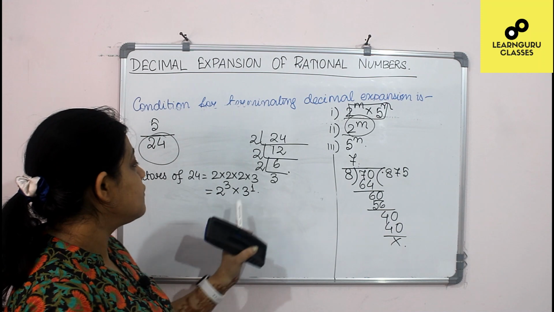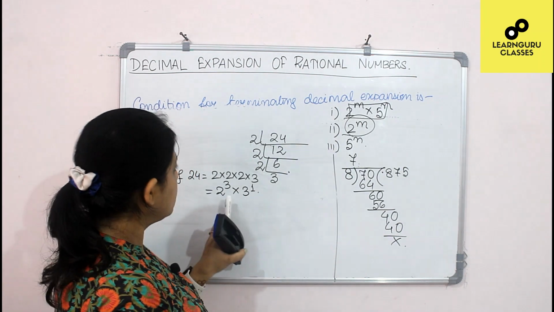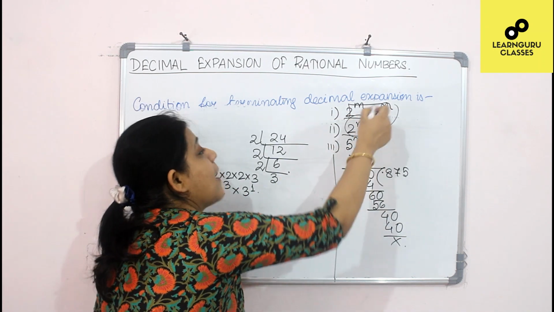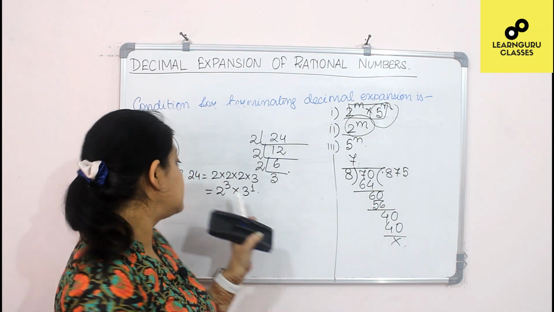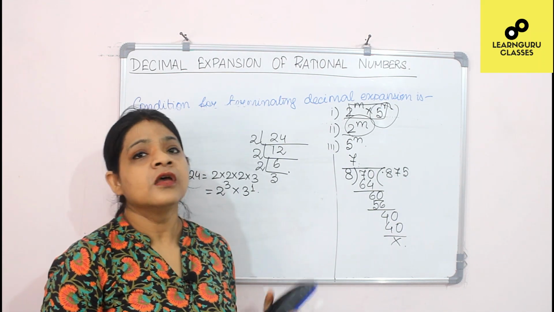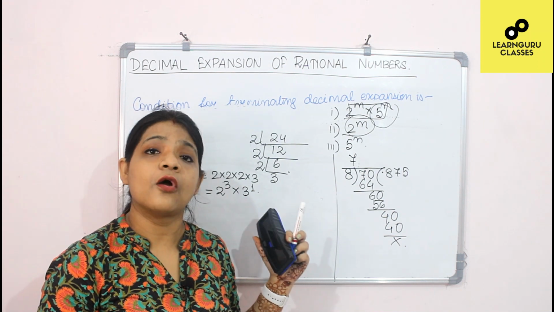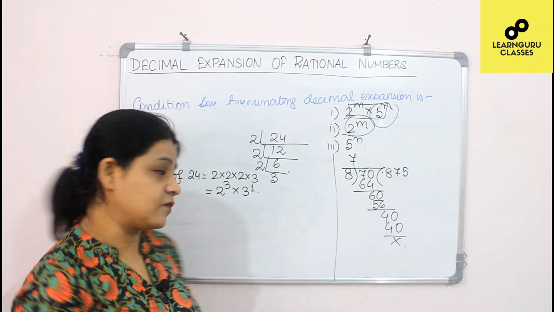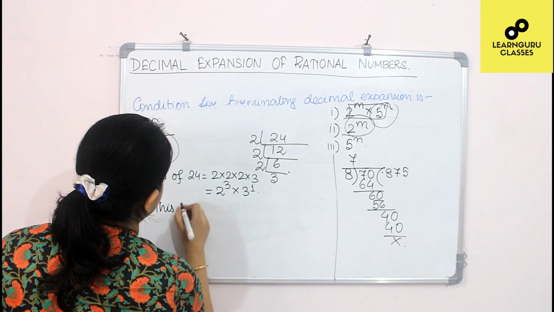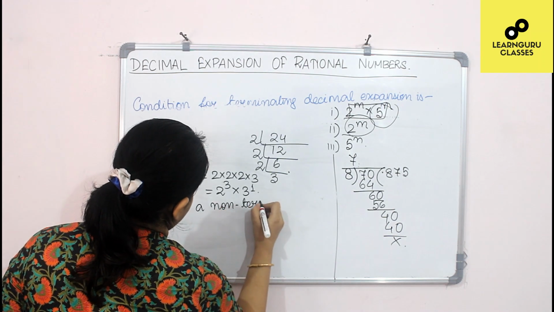Is it resembling any of the 3 forms? No. We are getting 2 to the power of n, but along with it there should be 5 to the power of n, and here you are getting 3 to the power of something. So from that you can say that this is a non-terminating decimal expansion.